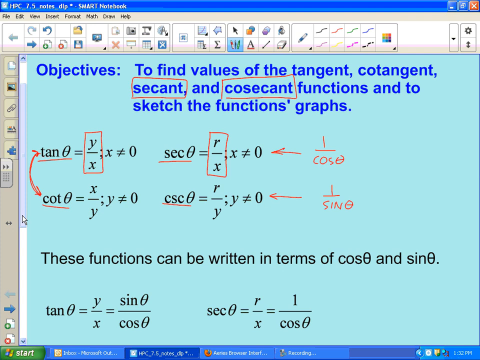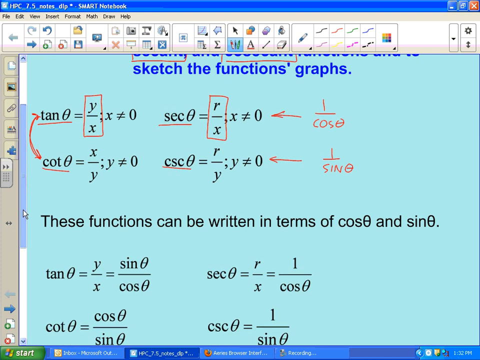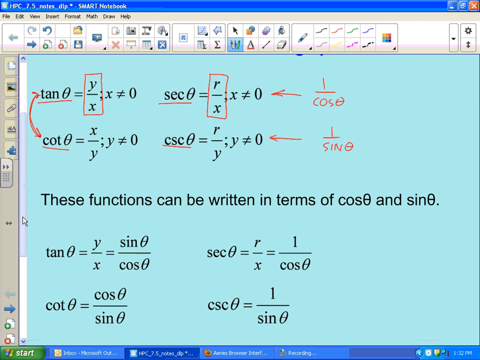Where the domain of the sine and cosine was all reals, right? Positive, negative theta. We didn't have any limitations on the x value or the domain values. These guys, we have to be careful. They can't be certain values.